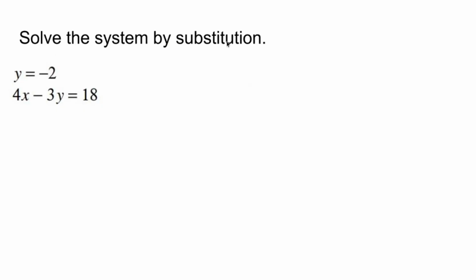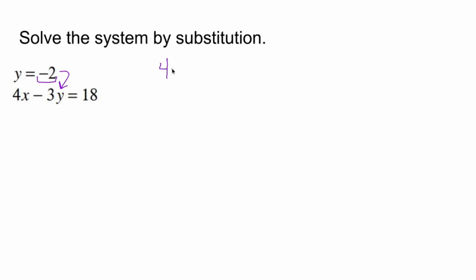Solve the system of equations by substitution. When you solve the system of equations by substitution, what you want to do first is make sure one of your equations is solved for either x or y. Well, in this case, y is already -2. So since y is already -2, I'm going to take it to the other equation and replace y with -2.